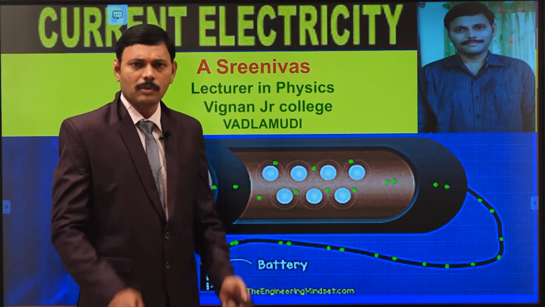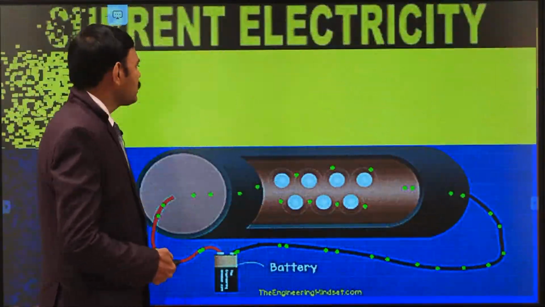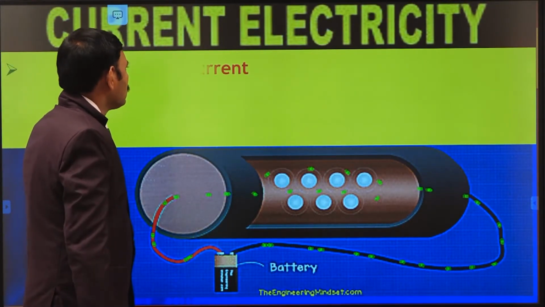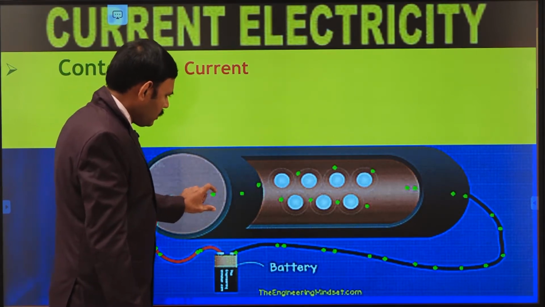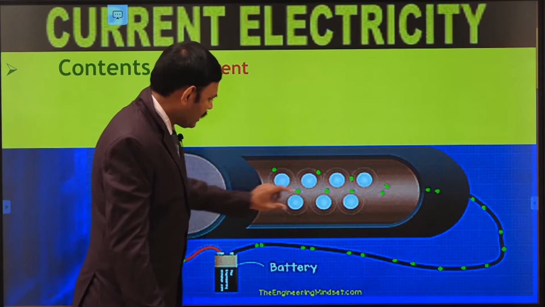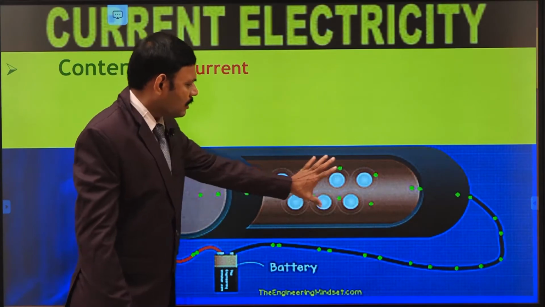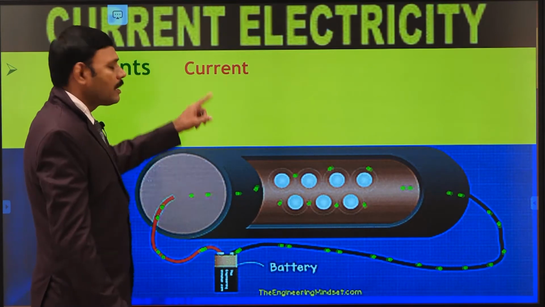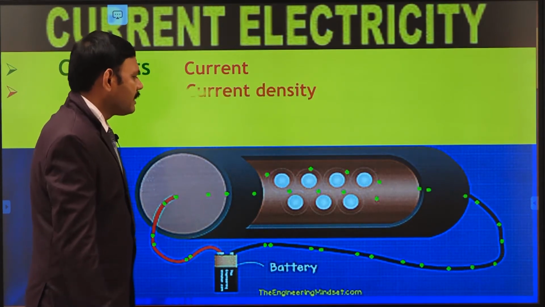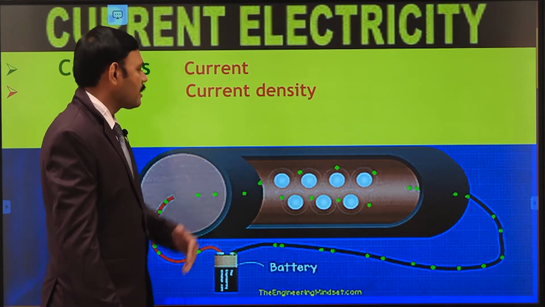The contents that we discuss in this chapter are, the first one, the definition of current. Here in this video you are observing the flow of electrons. These green particles are moving along the length of the conductor; they are electrons. This flow of electrons constitutes a current, and we have to discuss the definition of current. And current density, of course, is the current per unit area. We have to describe the expressions for current density.